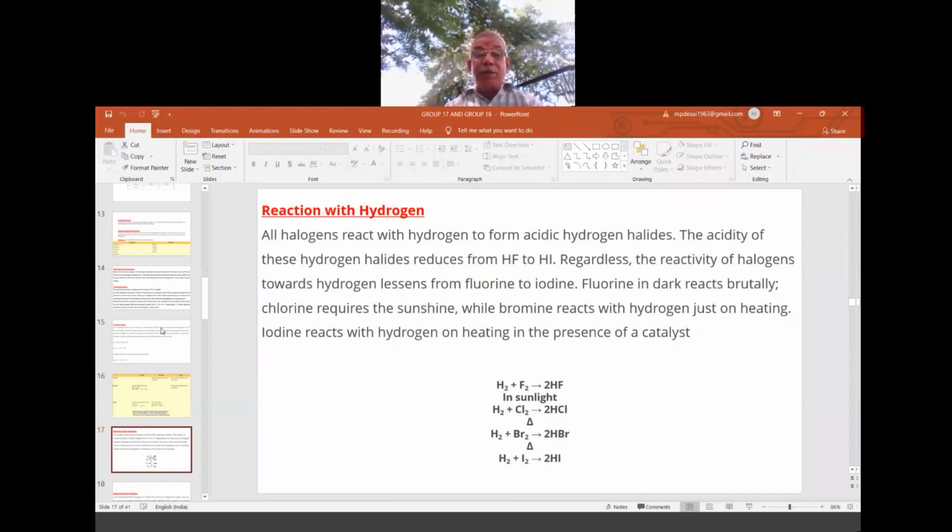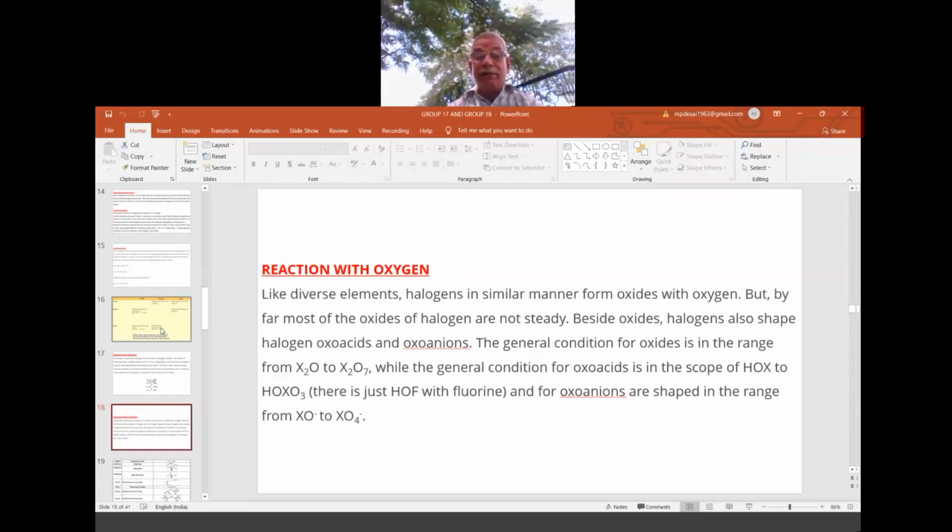Now reaction with hydrogen. Expected is hydrides. Fluorine with hydrogen, chlorine with hydrogen, and so on. Corresponding hydrides are formed. So hydride of fluorine, hydride of chlorine. But in general, we say hydrogen fluoride, hydrogen chloride. That is the common name we say. But in general, they are called hydrides. With oxygen, oxides, anions.